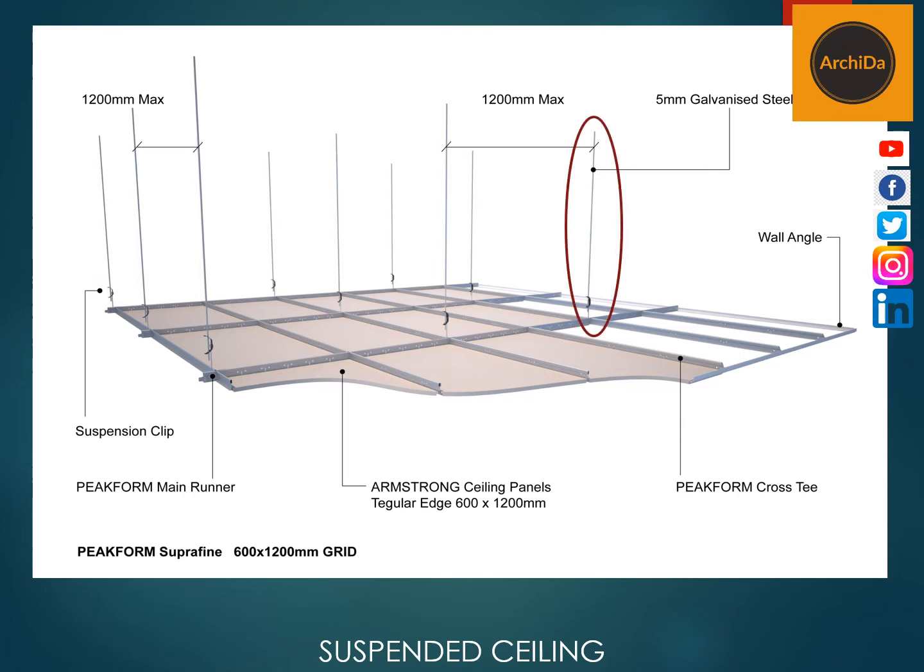Obviously, you will have, as it is written here, what is called a galvanized steel rod. But you can also order or use an ordinary steel rod for this. Then for the last portion, you would need a wall angle because this is where you will now start anchoring your main runner or cross T's to the wall itself.